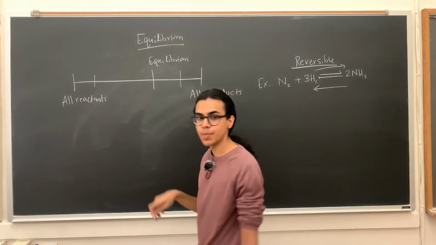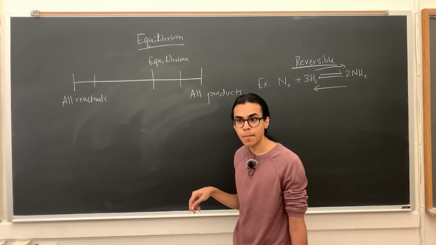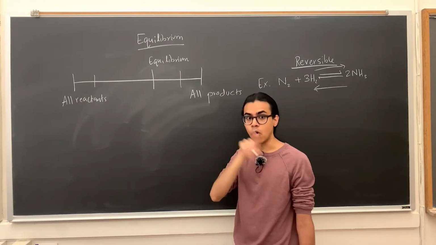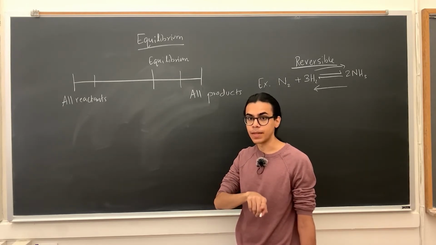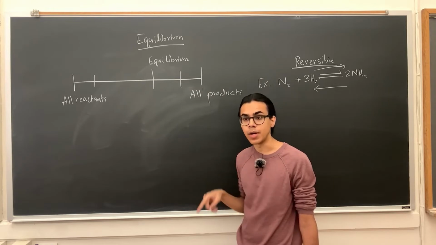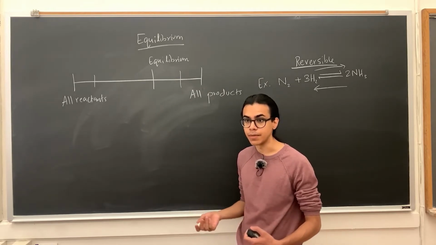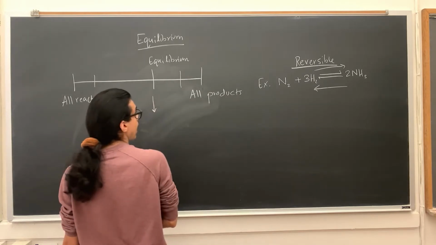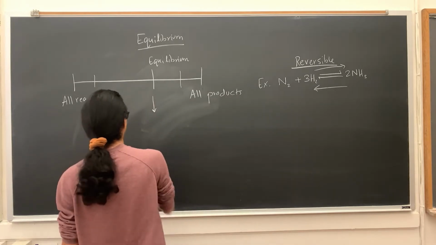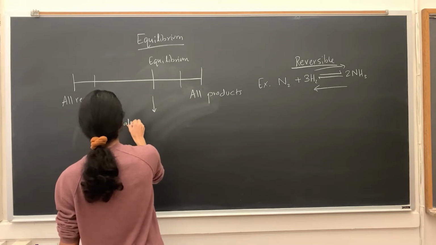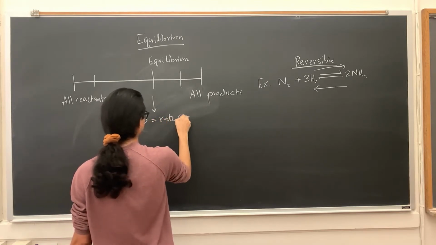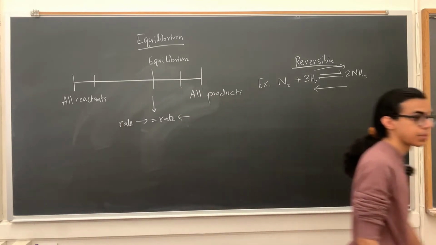At the sweet spot, what do you think happens? It never stops. The forward reaction and the backward reaction always happen forever. It's just that they happen at the same rate, at the same speed. So at equilibrium, the rate of the forward reaction becomes the same as the rate of the backward reaction.